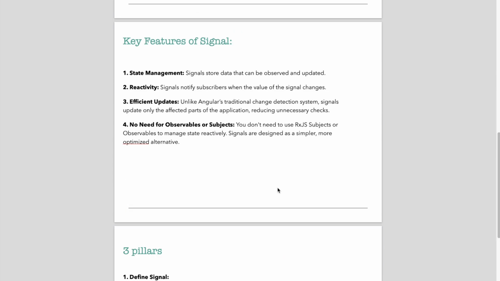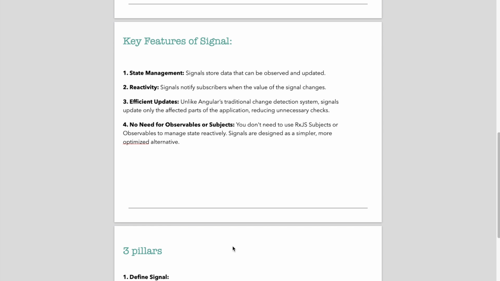Now let's discuss the key features of Signal. The first is state management. Signal stores data and also updates the data. The second point is reactivity. Whenever any data changes within the signal, it notifies all the subscribers, so the subscribers get to know that the data has changed and they can update their values, or they can recalculate if it is a computed. I will explain compute in more detail in a future slide.